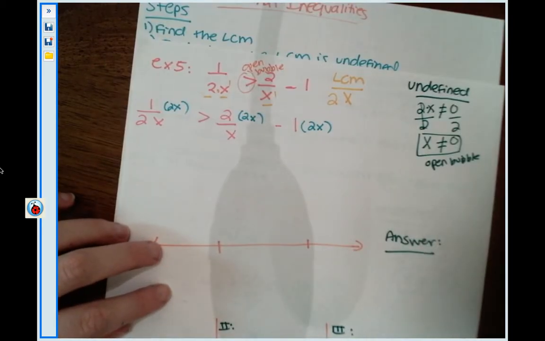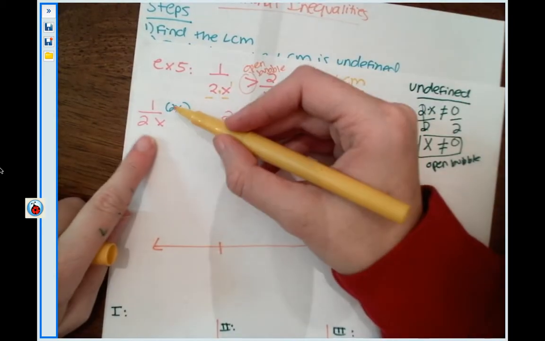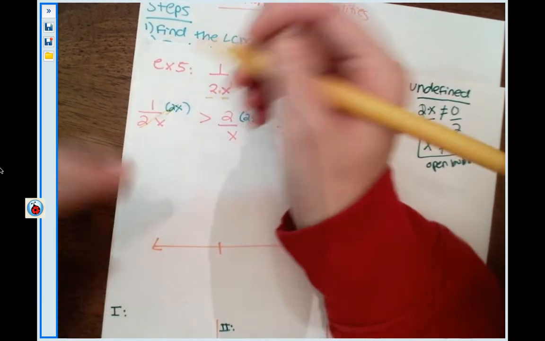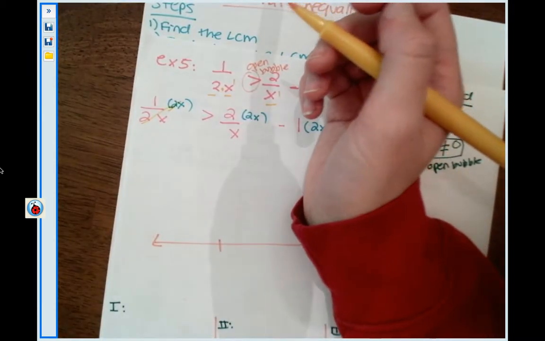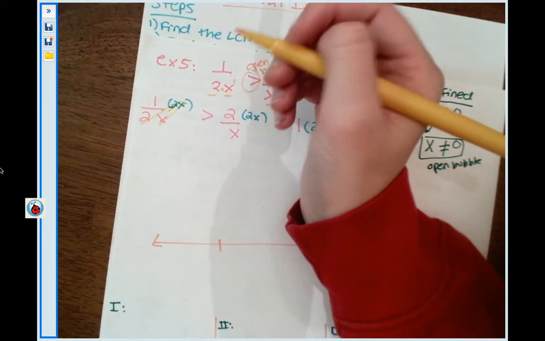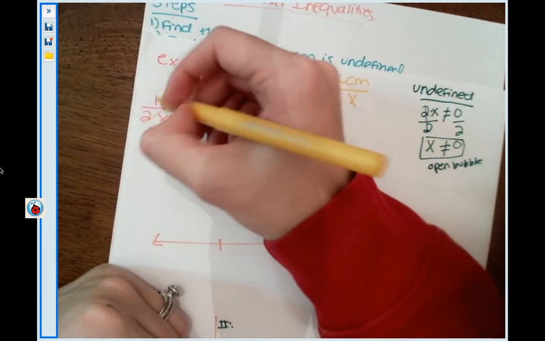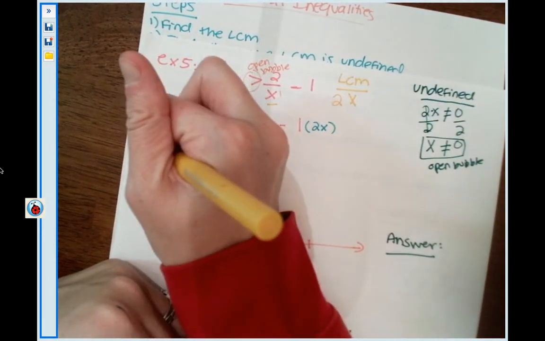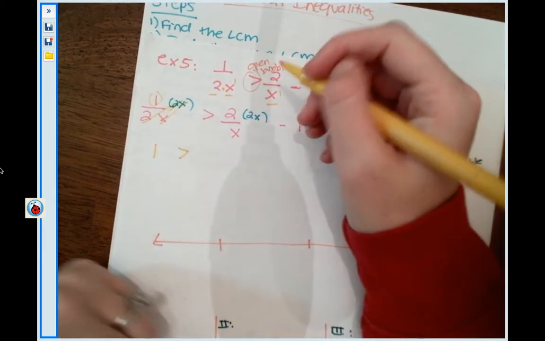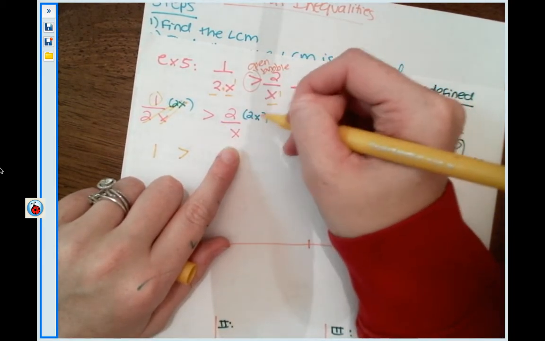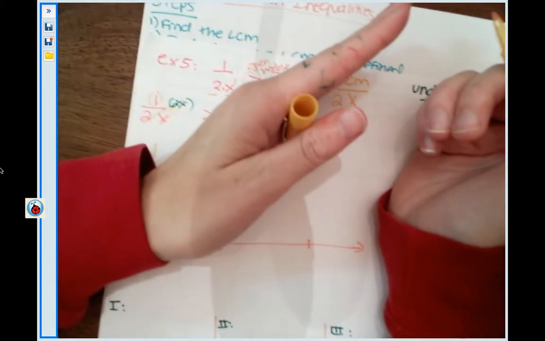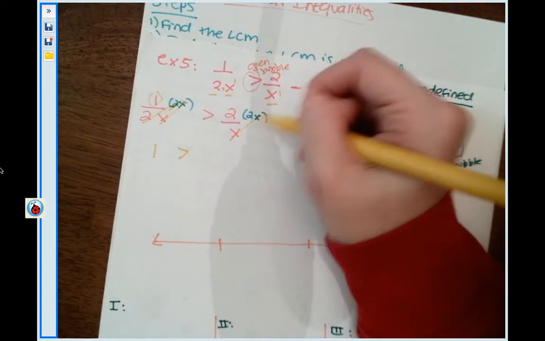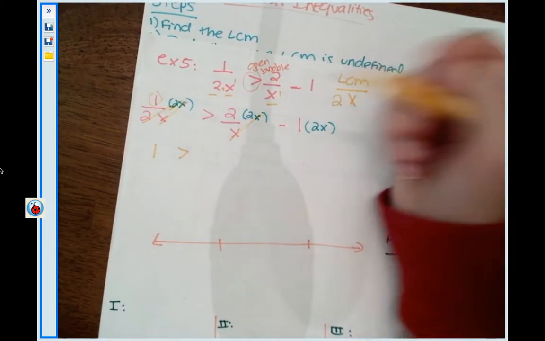So looking here, I have a 2, so my 2's are going to cancel. Bam, karate chop, they're gone. And my x's will also cancel out. Bam, bam. So all I'm left with is this 1. So I'm going to have 1 is greater than, here, my x's are going to cancel. Bam, it goes away. So I'm left with 2 times 2, which is a 4.